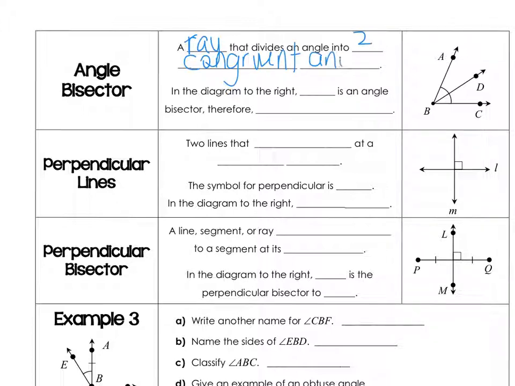congruent angles. So if I have this angle ABC and ray BD is an angle bisector, then angle ABD is congruent to, let me write that a little nicer, it's congruent to angle DBC.